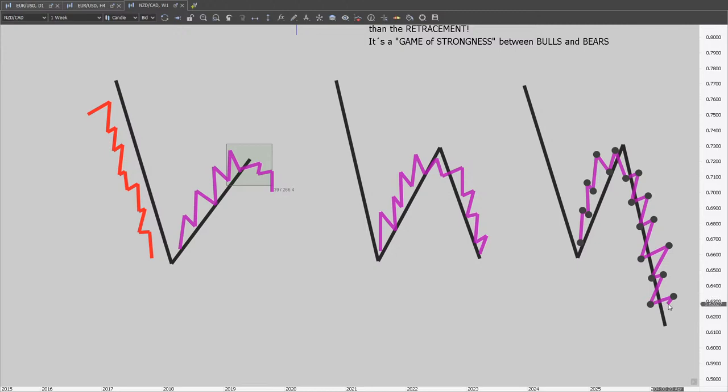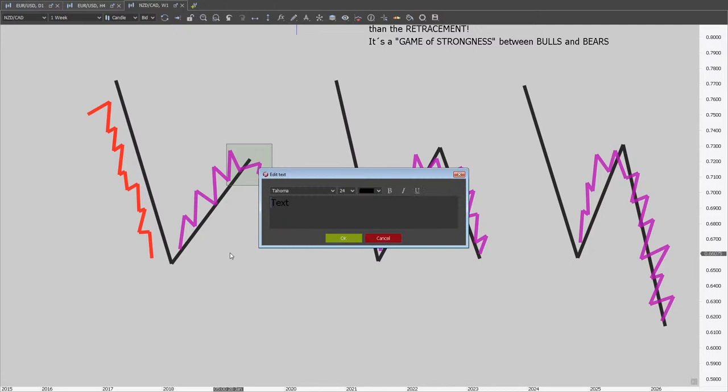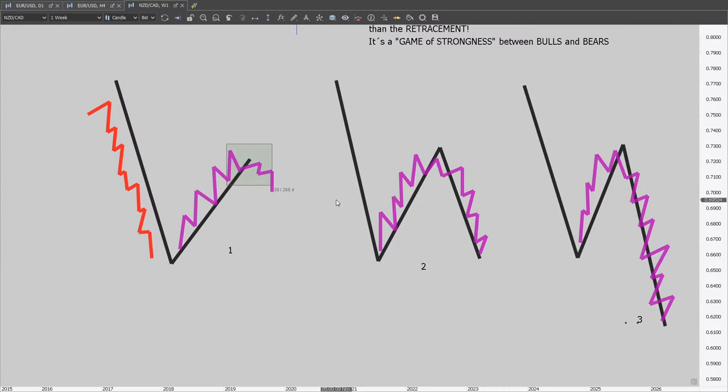Just give me a second. You have the first example, click, number one. You have the second example, click, number two. And you have the third example. Which one is confirmed? I'm going to give you some help: only one of those three is confirmed. Only one.